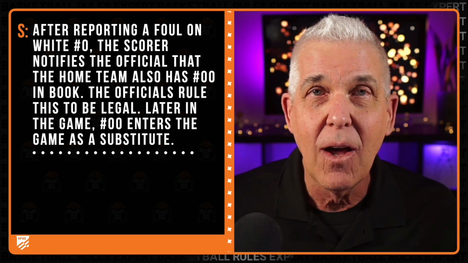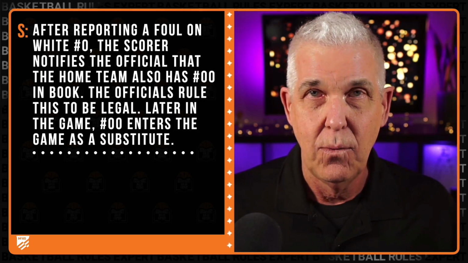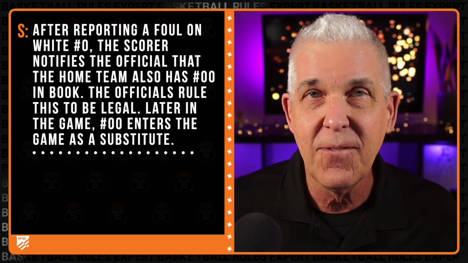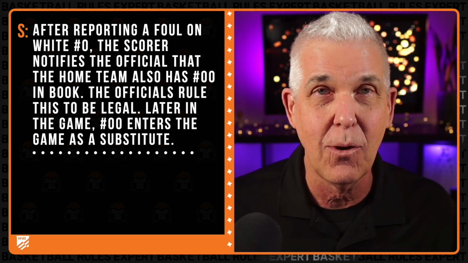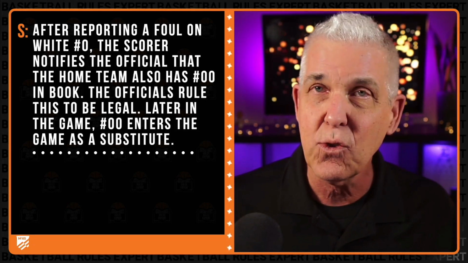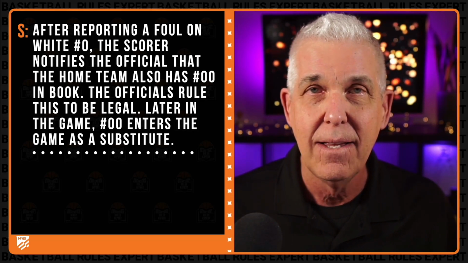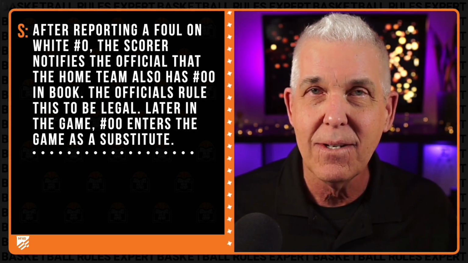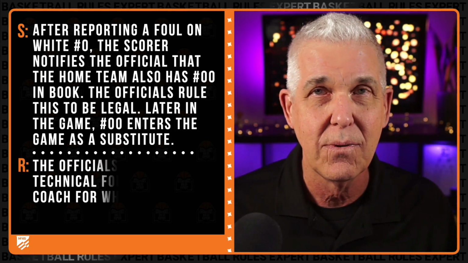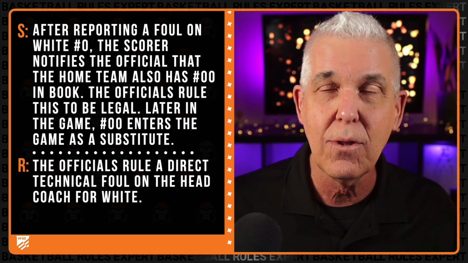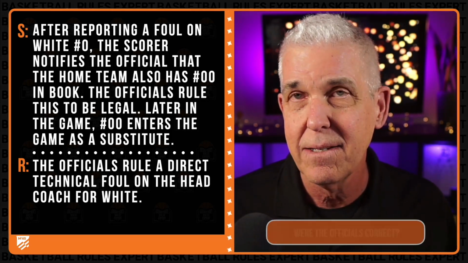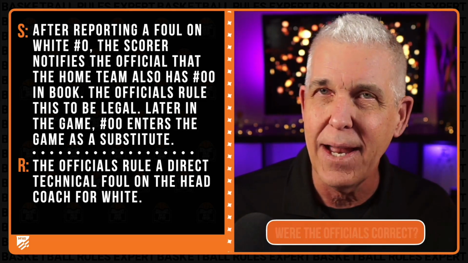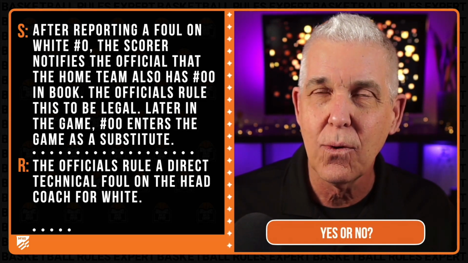After reporting a foul on white number 0, the scorer notifies the official that the home team also has 00 in the book. The officials rule this to be legal. Later in the game, 00 enters the game as a substitute. The officials rule a direct technical foul on the head coach for white. Were the officials correct? Yes or no?